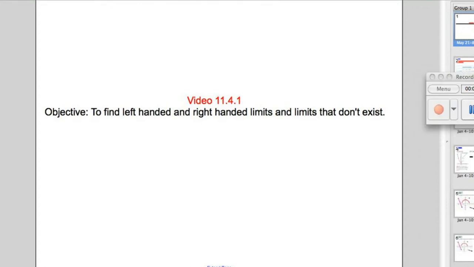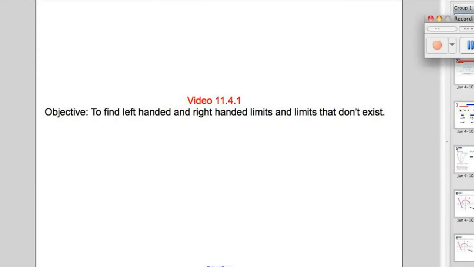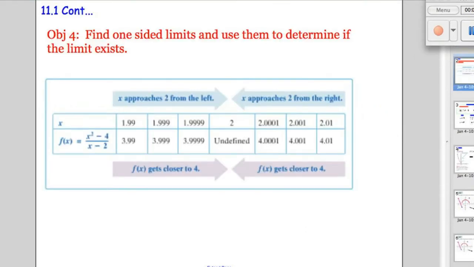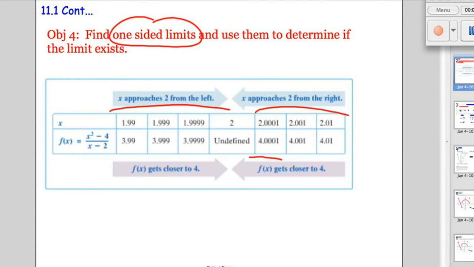This is video 11.4.1, and the goal in this video is to be able to find left-handed and right-handed limits and limits that don't exist. So in order to understand this, let's just remember when we're finding a limit, we sometimes might want to find one-sided limits, meaning the limit on one side. So this is the left-hand side and these are the right-hand side, and figure out what happens when we come from each direction. And we see that both of them tell me that we're getting closer to 4. So that means my limit as we approach 2 is 4 because from both directions it gets infinitely close to 4.